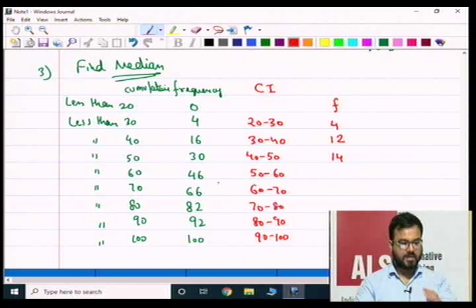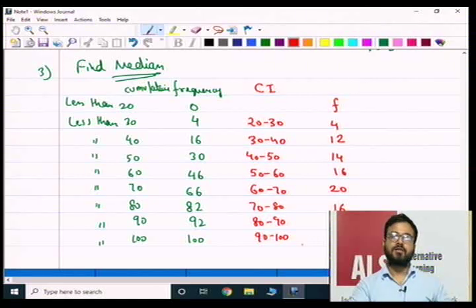In the same way, less than 60 is 46 and less than 50 is 30, so 46 minus 30 would be 16. Similarly, 66 minus 46 is 20. 82 minus 66 is again 16. 92 minus 82 is 10. And 100 minus 92 is 8.